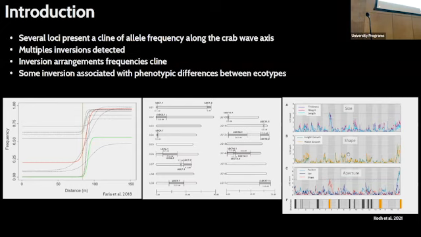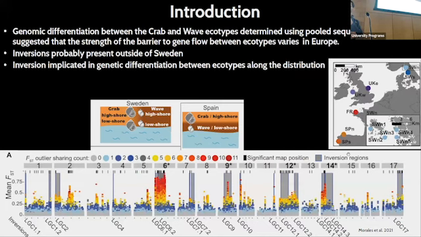And finally, there have been studies on shape and size and other phenotypic traits such as aperture that showed that some inversions are actually implicated in the determinism of those traits. Okay, so this is the Swedish system.